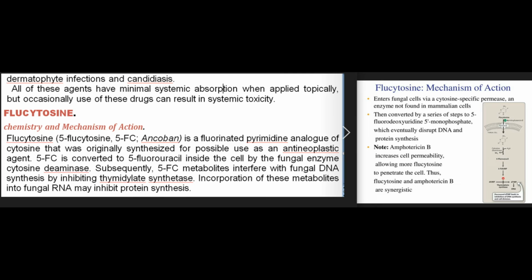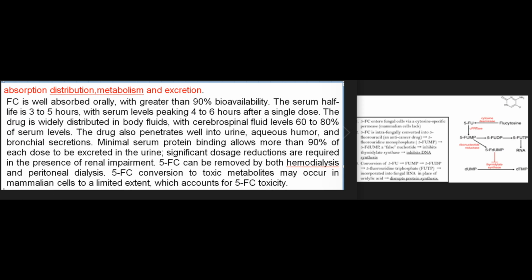Flucytosine. Chemistry and mechanism of action. Flucytosine, 5-flucytosine, 5-FC, Ancobon, is a fluorinated pyrimidine analog of cytosine that was originally synthesized for possible use as an antineoplastic agent. 5-FC is converted to 5-fluorouracil inside the cell by the fungal enzyme cytosine deaminase. Subsequently, 5-FC metabolites interfere with fungal DNA synthesis by inhibiting thymidylate synthetase. Incorporation of these metabolites into fungal RNA may inhibit protein synthesis. Absorption, distribution, metabolism, and excretion.